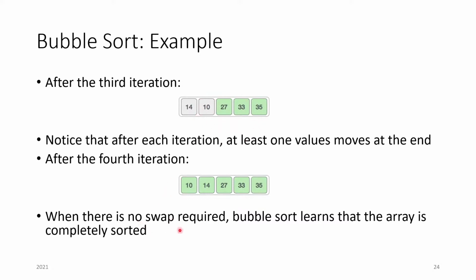When no more swaps are required, meaning that no swaps are required for an iteration, the bubble sort algorithm knows that the array is completely sorted. So I'm repeating that: so long as there are no swaps for a particular iteration, bubble sort knows that the array is completely sorted.